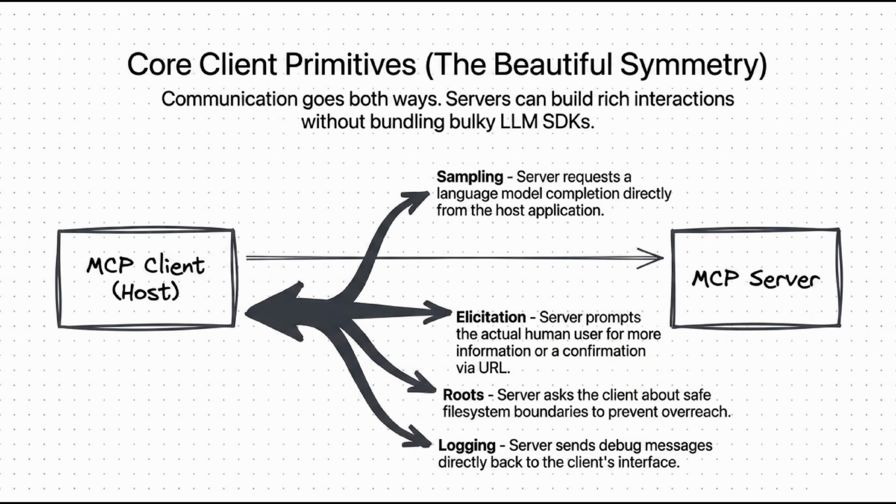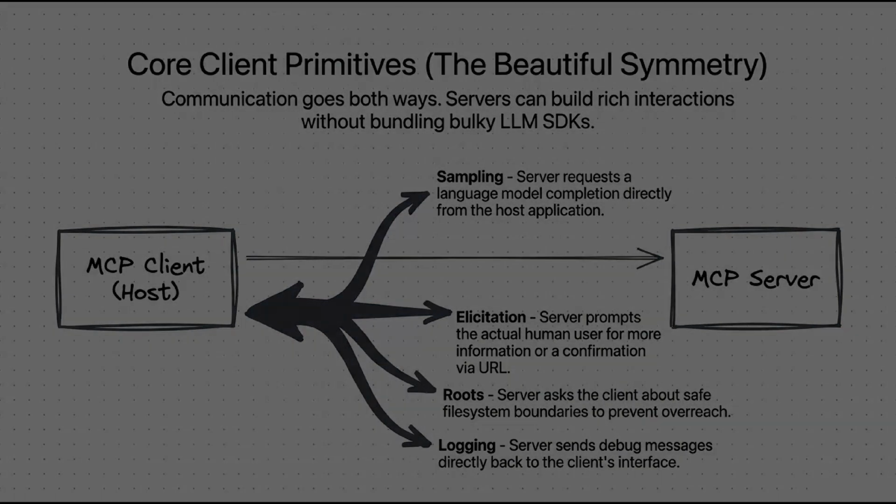Routes allow the server to ask the client about safe file system boundaries so it doesn't overreach. And logging lets the server send debug messages right back to the client's interface. It's just a beautifully symmetric system. Let's make this concrete. Imagine your AI needs a piece of data. Let's walk through exactly how that happens chronologically.